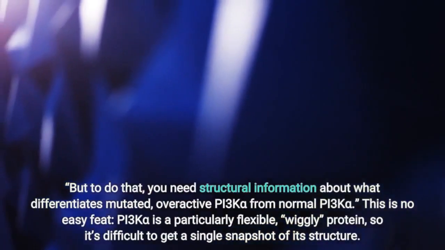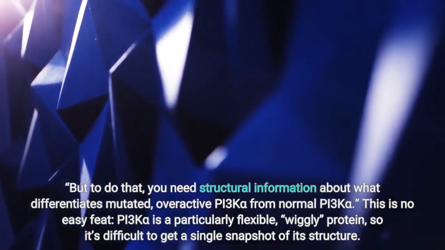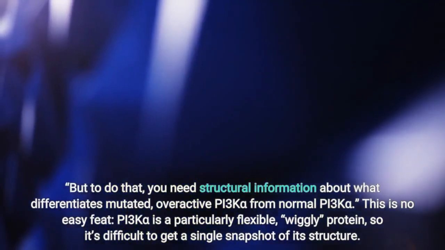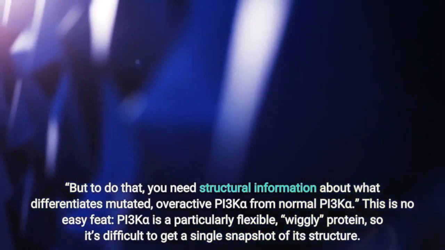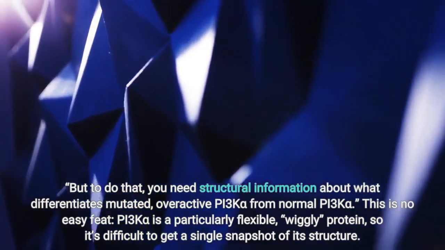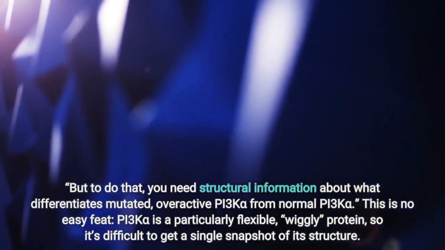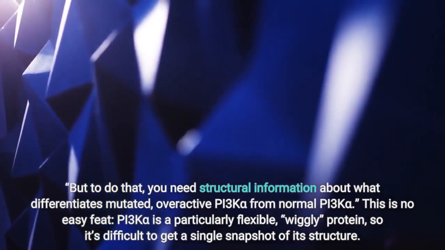But to do that, you need structural information about what differentiates mutated, overactive PI3K alpha from normal PI3K alpha. This is no easy feat. PI3K alpha is a particularly flexible, wiggly protein, so it's difficult to get a single snapshot of its structure.